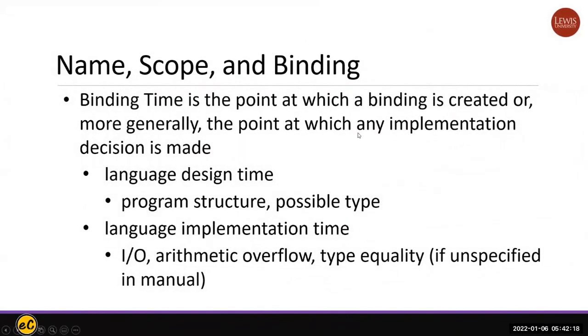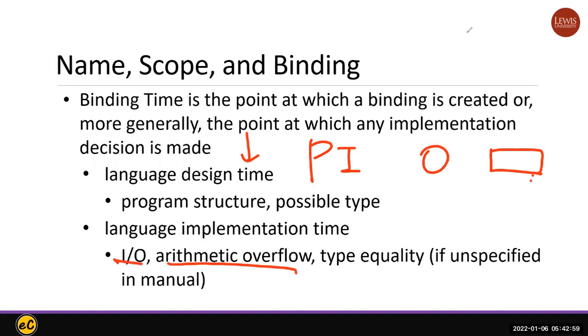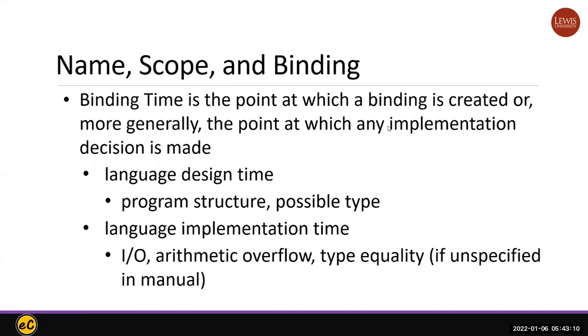Next one, binding time is the point at which a binding is created, and more generally, the point at which any implementation decision is made. Binding time depends on the language, okay? It can be at language design time. At language design time, sometimes we define some variables such as pi or zero. You have a fixed location. That's when you define the language, it's already been there. That's called language design time. Sometimes it's language implementation time. So basically it's I/O, arithmetic overflow, or the jump to a certain interrupt. That is designed at the implementation time of your language.